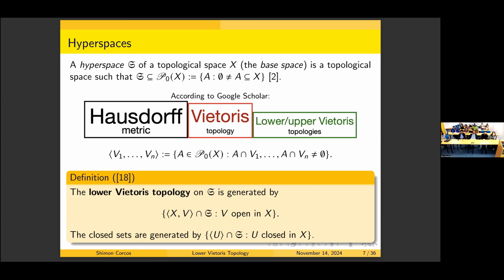Now, here's a notion that is sort of central to this talk, and that is of a hyperspace, which is a special type of topological space where the points are non-empty subsets of some other space that we call the base space. So here my hyperspace is F, and my base space is X. This set here, P naught of X, denotes the set of all non-empty subsets of X.